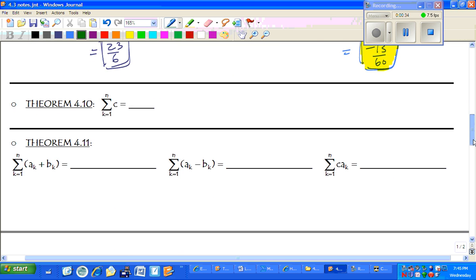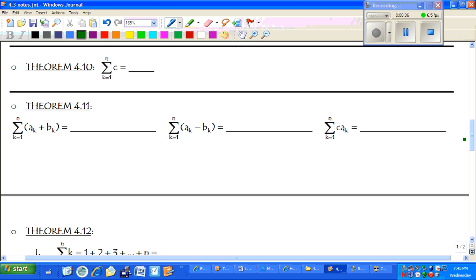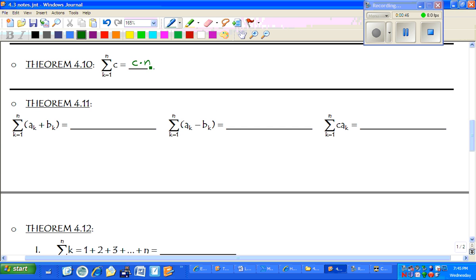So in general, if we have the sum of a constant, all we have to do to figure out that sum is take that constant times the number of terms. Pretty simple one. We don't have to write it out every time. It's constant times the number of terms. Now, that n only works if we're starting when k equals 1.